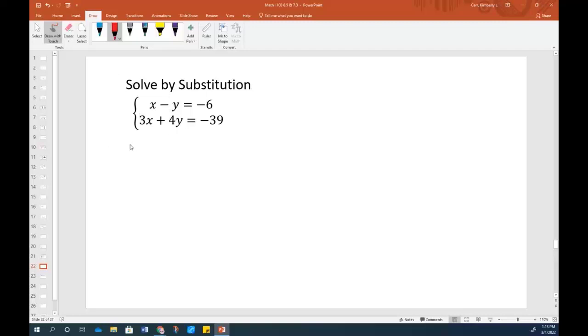But what I'm going to do first is I'm going to write these over side by side. X minus y equals negative 6. 3x plus 4y equals negative 39. Step 1, to get one variable in one equation, isolate it. So I'm going to take this x and get it all by itself. That means I'm going to add y to both sides. So as I bring that over, I'm going to cram it in right there. And I'll have y minus 6.